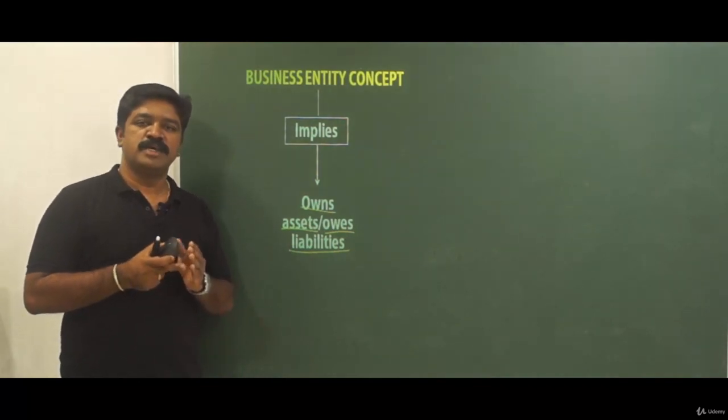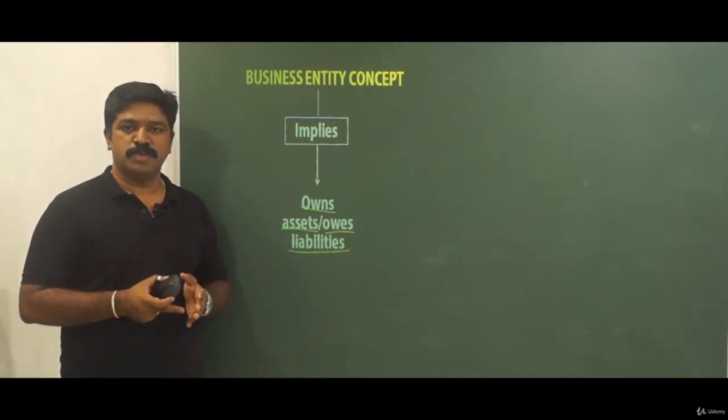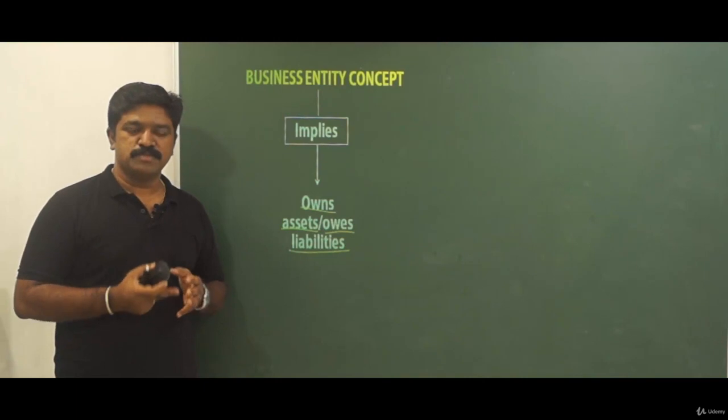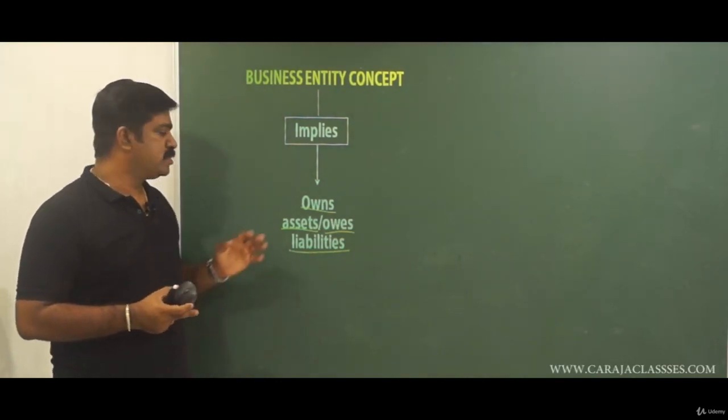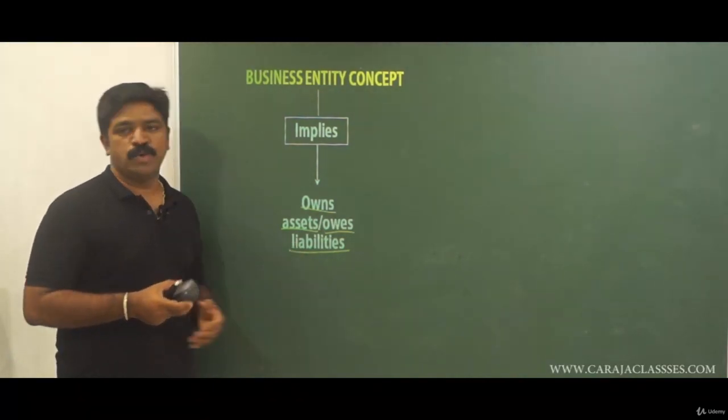We are going to see the owner and business as separate. Owner is a natural person, business is an artificial person, and business is going to own assets or owe liabilities.